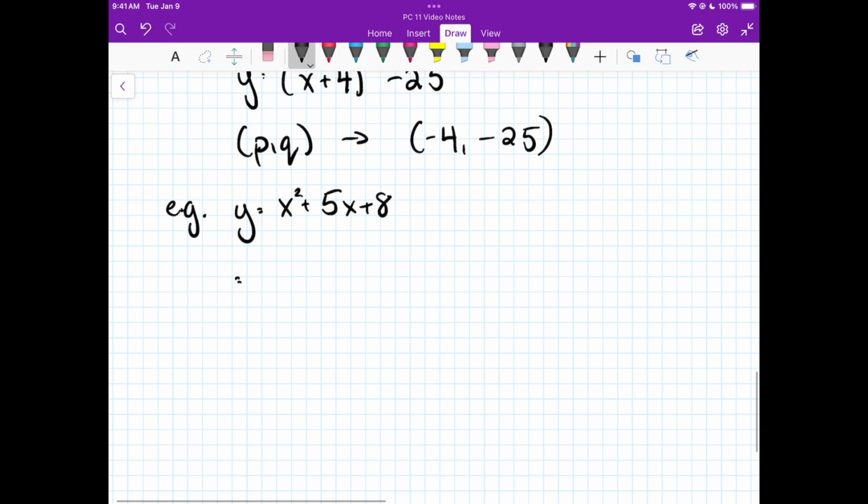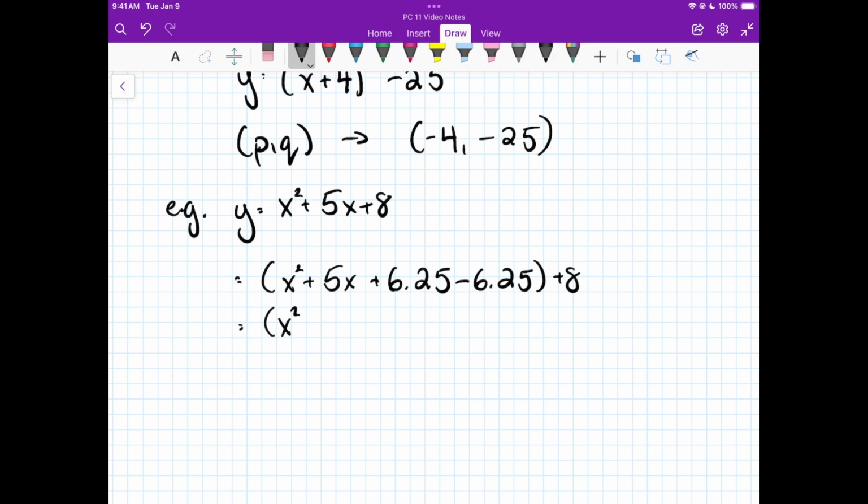All right, so in our brackets, we've got x squared plus 5x, and then 5 divided by 2 is 2.5, and 2.5 squared is 6.25. So that's what I'm going to be adding and subtracting. I move the negative 6.25 out of the brackets, and I'll end up combining that with the plus 8 in a sec.